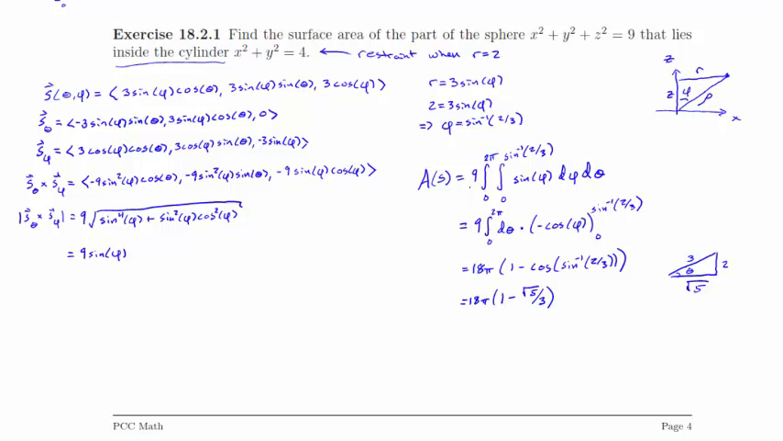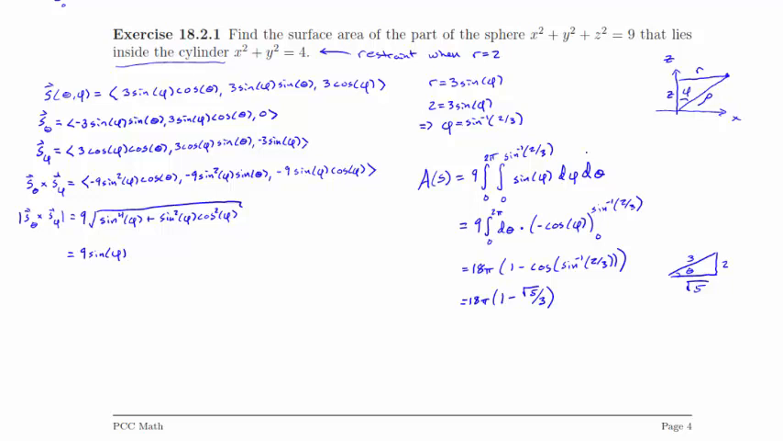So the area of our surface equals, I pulled the 9 out, so 9 times the integral of 0 to 2 pi in the theta direction, and then the integral from 0 to sine inverse of 2/3 in the phi direction of sine of phi d phi d theta.